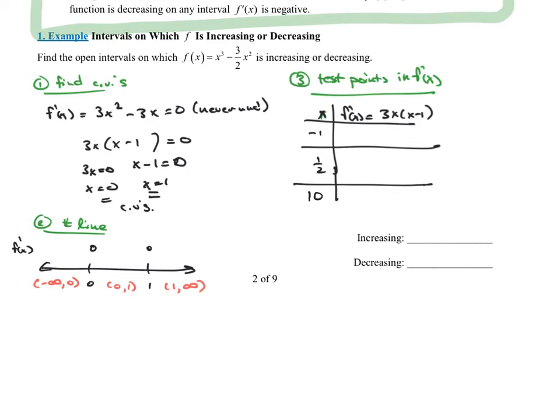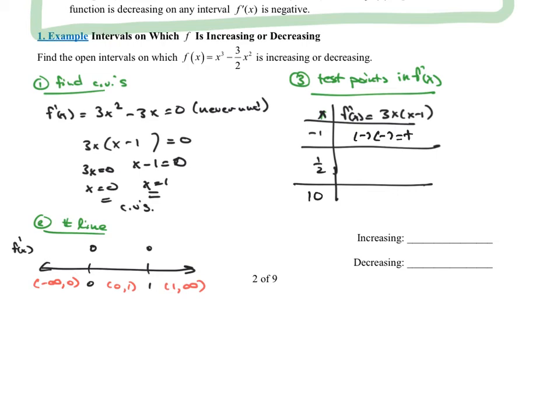Now, when you plug them in, you do not care about the number. You only care about the sign. Is it positive or negative? Okay? So think about 3 times negative 1 would be a negative number. And then negative 1 minus 1 would also be a negative number. So we would have a negative times a negative, which is a positive.